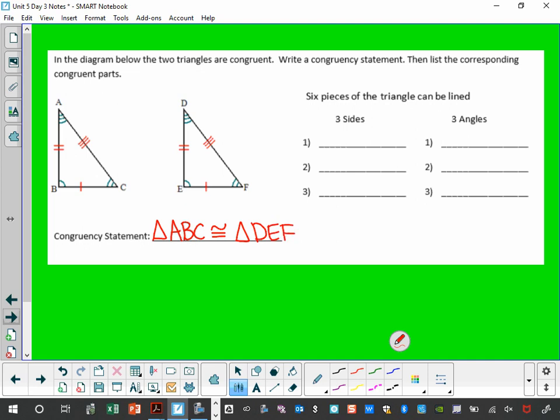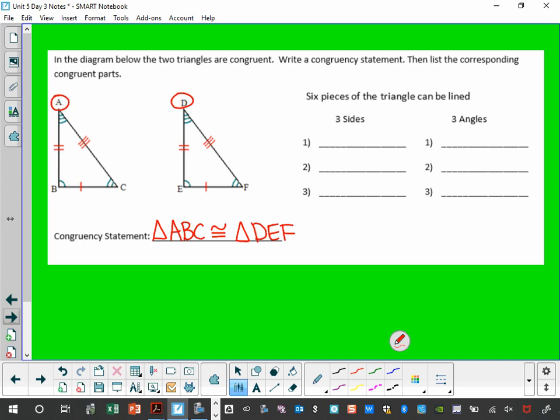So let's look a little deeper into that. Do you guys see that angle A here has 3 arcs, right? Do you see that angle D also has 3 arcs? So that means that those two are congruent. Angle B has 1 arc, angle E has 1 arc. Those are congruent. Angle C has 2 arcs, and angle F has 2 arcs.